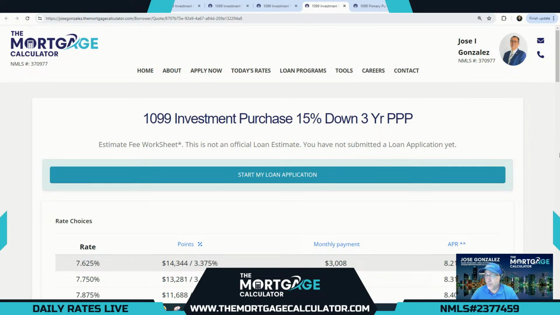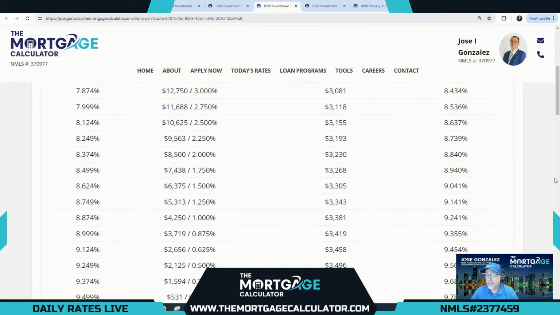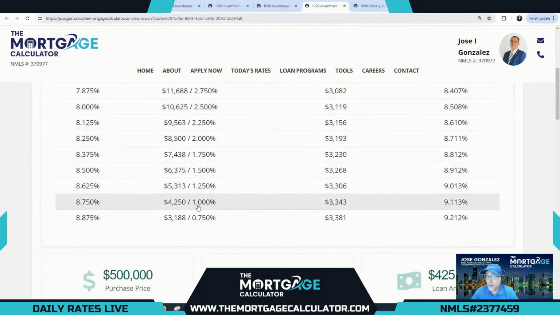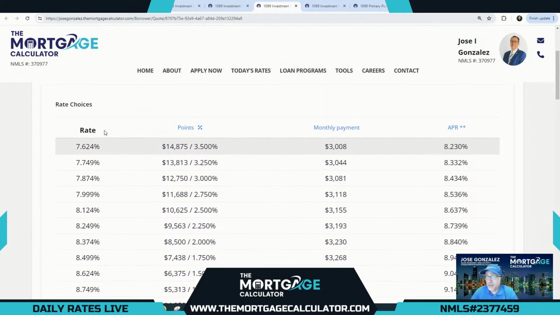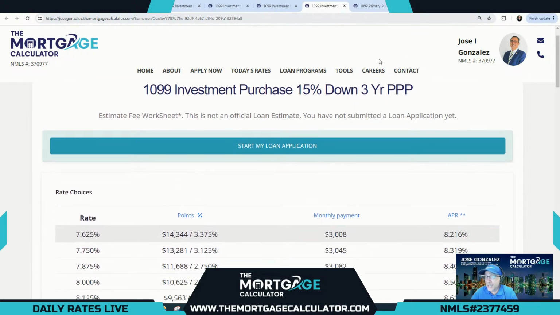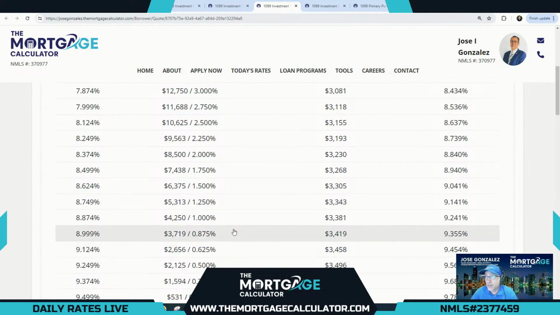So this one here is with a 3-year prepay, and then the same loan with a 5-year prepay, it's about 0.25% lower rate. Because here we're at 9.4, actually a little bit better than that, right? 9.499, almost at par. Over here, we were at 8.875, costing 0.75. And you can buy that down to 7.624 compared to 7.625. So not much of a difference when you get to the bottom of the rate, but definitely a difference at the top of the chart.